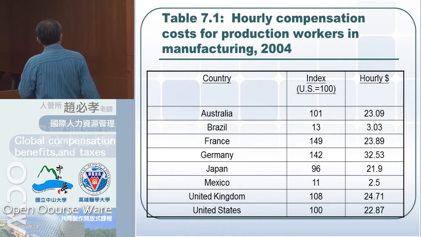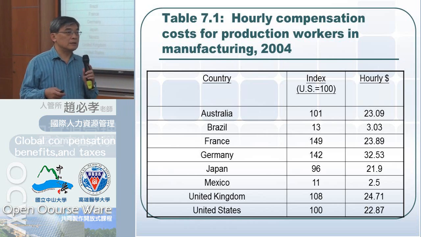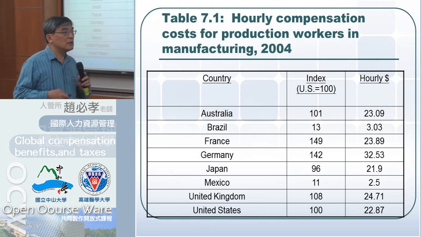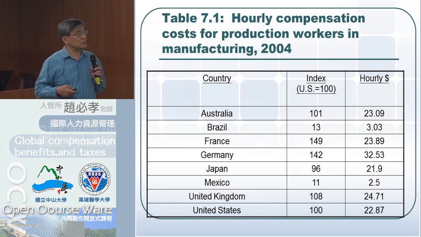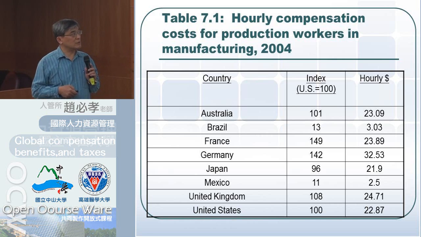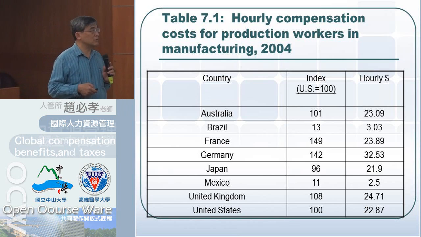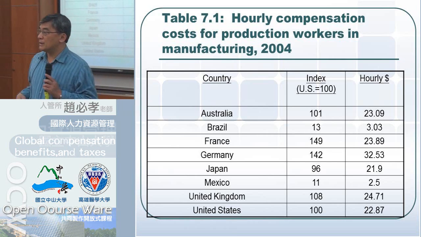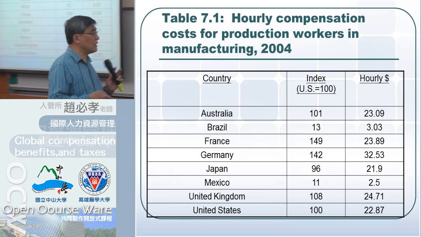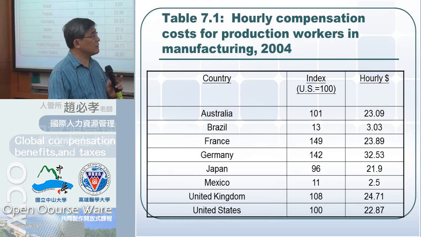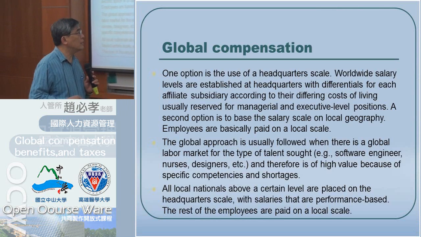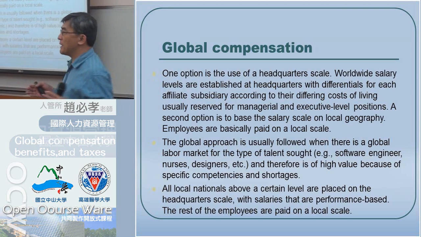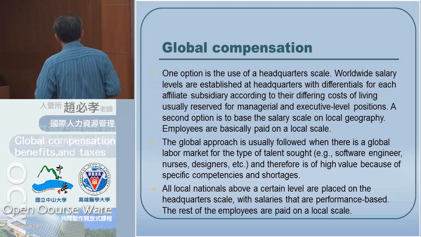Let's come back. If you compare some countries' specific compensation situations, you can find different hourly compensation costs for production workers, right? This table just provides us the difference between all these different countries in terms of hourly pay, okay? And so, how do we pay all employees across a border?